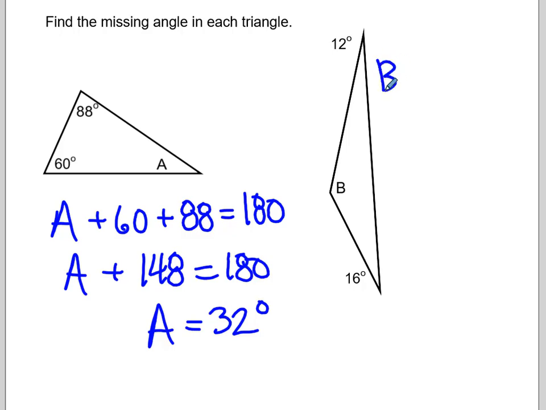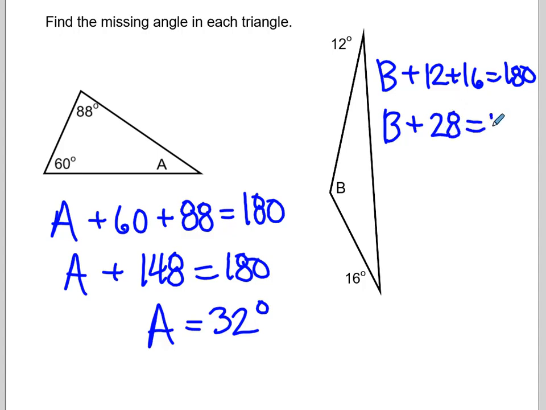Then you can do the same with this triangle that's in a very odd shape. We would say B plus 12 plus 16 equals 180. Add the two numbers together on the left-hand side for 28. Subtract 28 from both sides, and we would get 152 degrees, and that would be that angle right there.